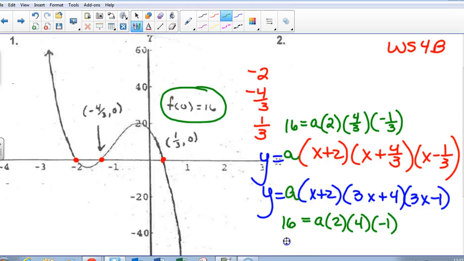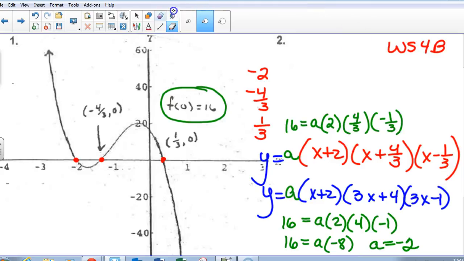The one down here is pretty easy to solve. I get 16 equals A times, if I multiply all that, I get negative 8. Yes, I'm dividing, okay? Had trouble with that last period. Some were confused, but we're dividing. We get A equals negative 2. So our answer in the nice form would be negative 2 and then this.